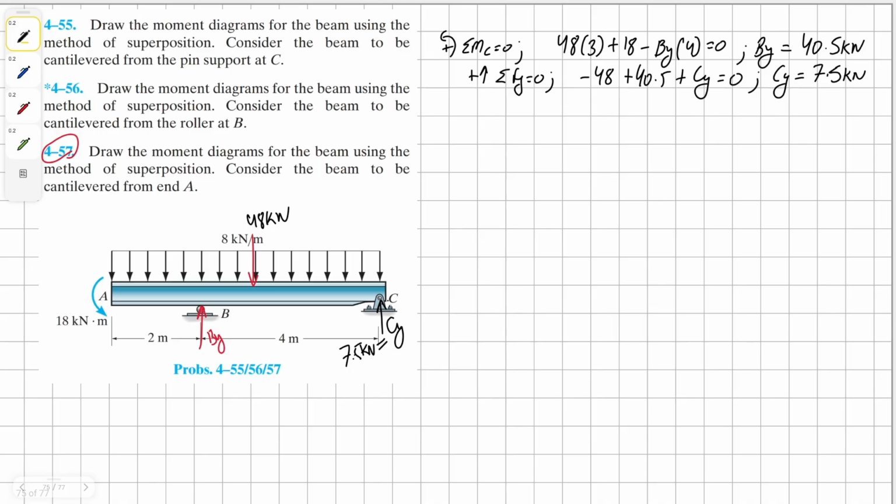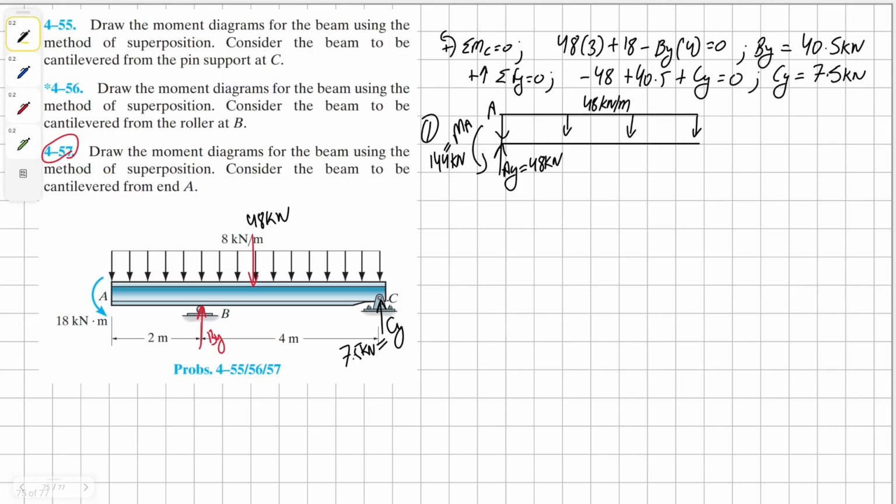Now we can draw our three free body diagrams corresponding to each different force on the beam. So for our first beam, which is our first free body diagram, on which we're going to draw our uniform distributed load, we need to find our moment. So our moment in this case is simply going to be 48 times 3, which comes up to be 144 kilonewton meters, my bad.